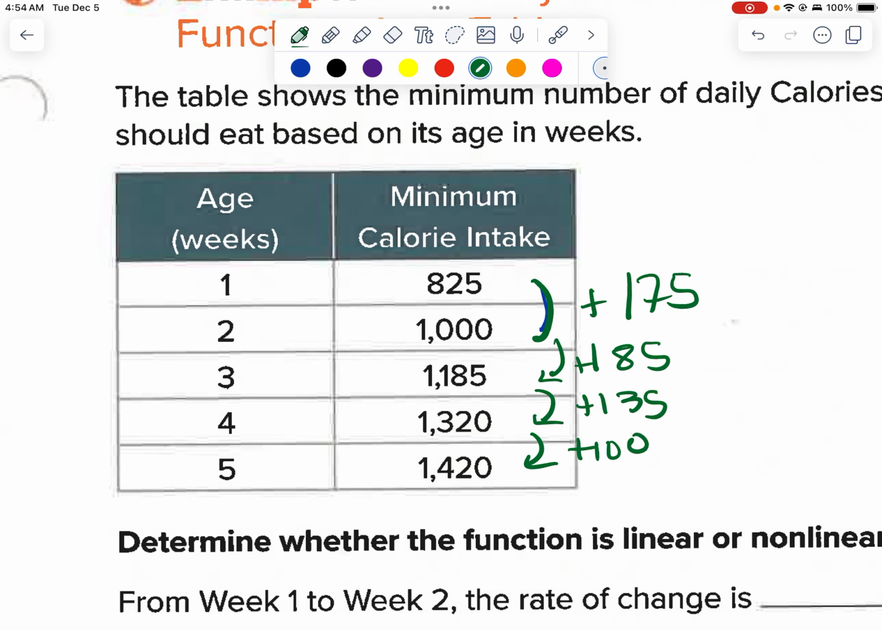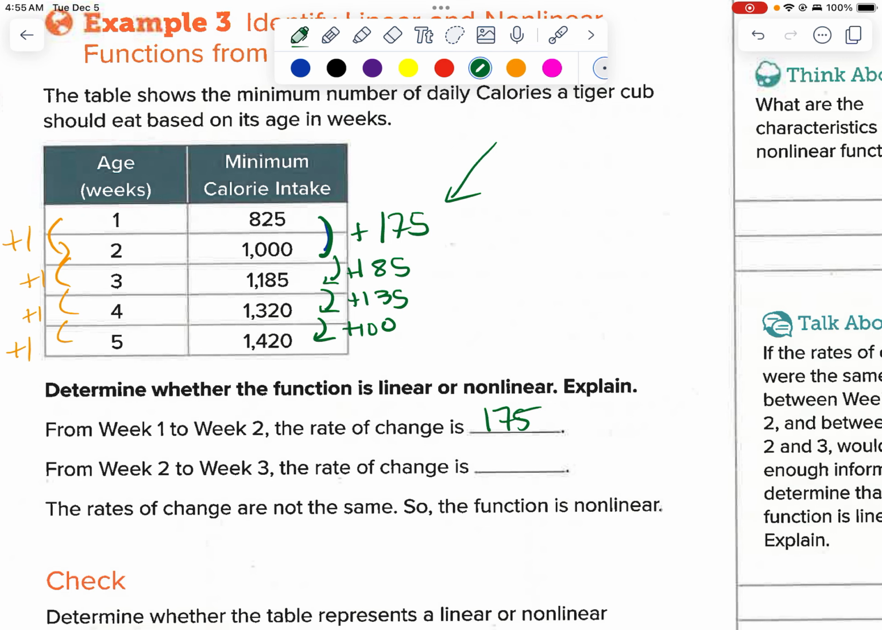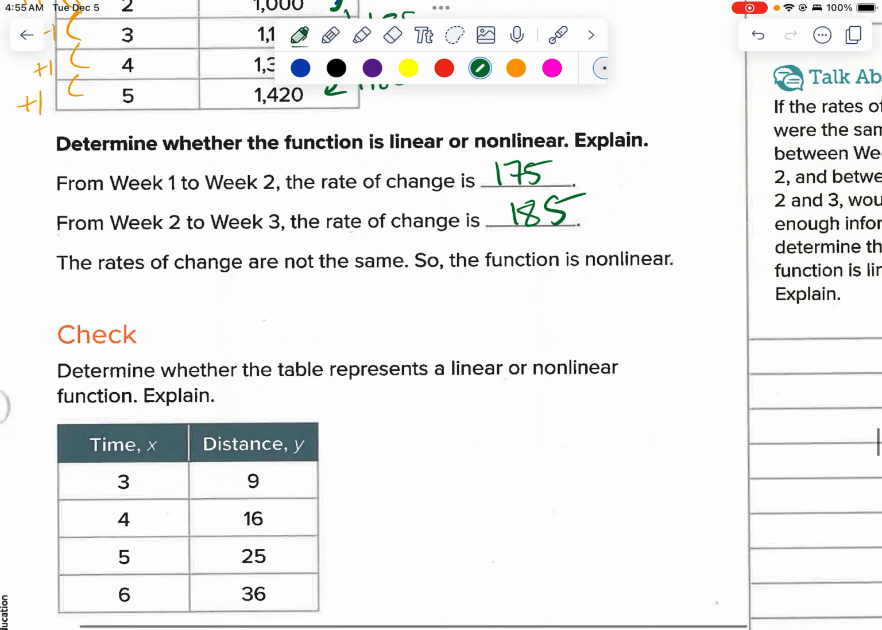And yes, your y values could go up by the same or by different numbers, but if you look here, all of these are going up by 1. These are all going up by 1. And since the numbers on this side go up by different numbers, that means the rate of change here is 175. The week from 2 to 3 is 185. So they are not the same rate of change, so it's not linear.